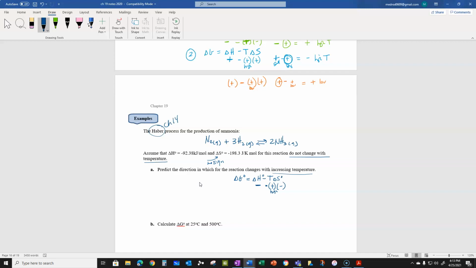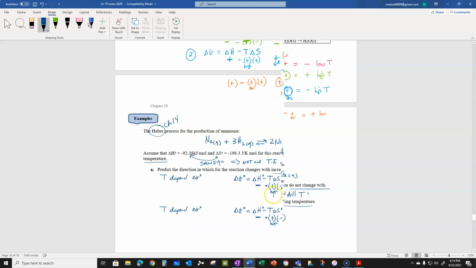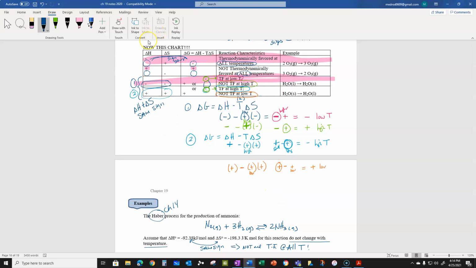Okay, well that means it's not always going to be thermodynamically favored at all temperatures. Because remember, the H and the S have to be opposite signs for it to be thermodynamically favored at all temperatures. In this case, they're both the same sign. So I'm kind of looking at this scenario right here, the third box. When S and H are the same sign, in this case they're both negative, I have to figure out which one is going to be thermodynamically favored.